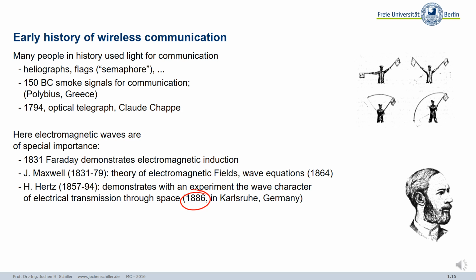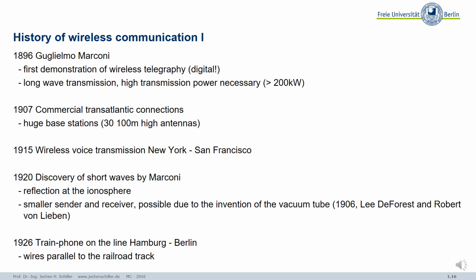Electromagnetic waves. That was the first practical experiment where he showed, okay, it works. James Clerk Maxwell showed in theory there's something like electromagnetic fields, wave equations, etc. But many people at those times said, yes, we need something like an ether, we need something to transmit this. We don't, but first we needed the experiment. Then we had first telegraphy, fully digital, but the output power was quite high, more than 200 kilowatts. That's quite a lot compared to the milliwatts we have today.